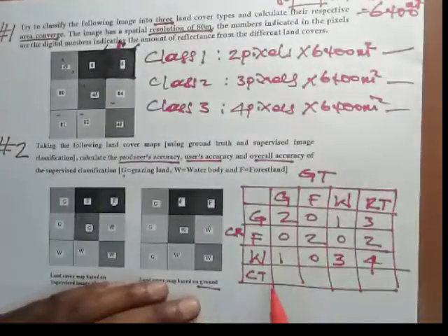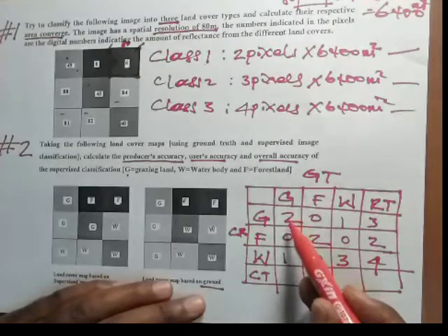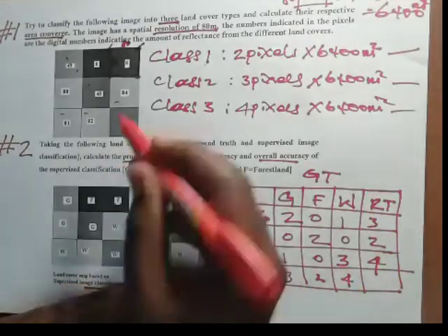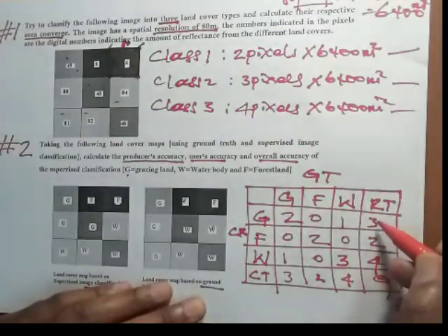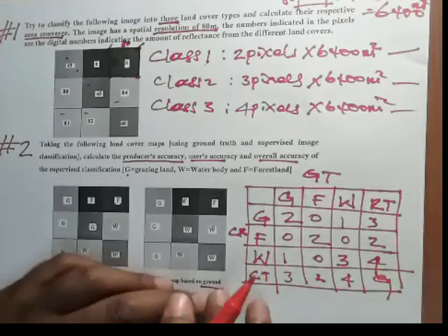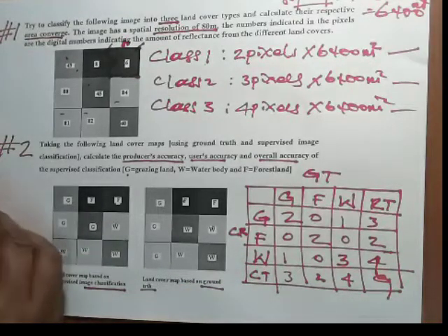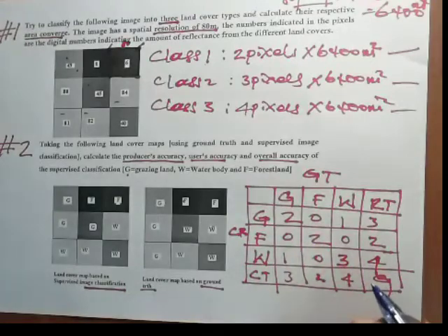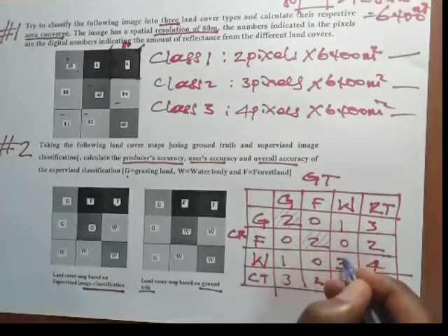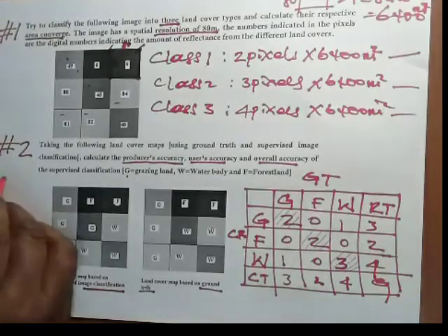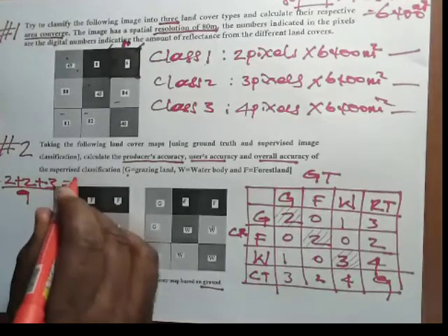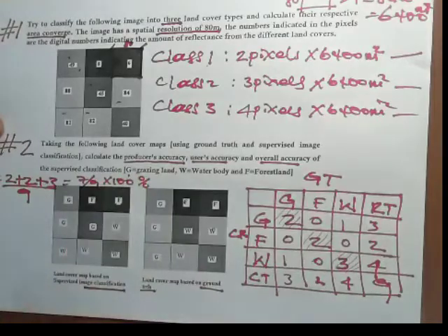So now let's add this. Let's make column total. 2 plus 1 is 3, 2 and 4. The total number of pixels is how much? 1, 2, 3. 1, 2, 3. 3 by 3 is 9. 3 plus 2, 5. 5 plus 4 is 9. Okay. Now let's first compute the overall accuracy. The overall accuracy can be calculated by the summation of the correctly classified pixels over the total number of pixels. The correctly classified pixels are the diagonal elements. So how many do you have? 2 plus 2 plus 3 over 9, which is 7 over 9 times 100% is overall accuracy.